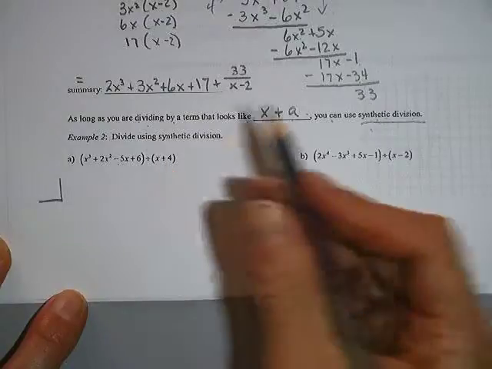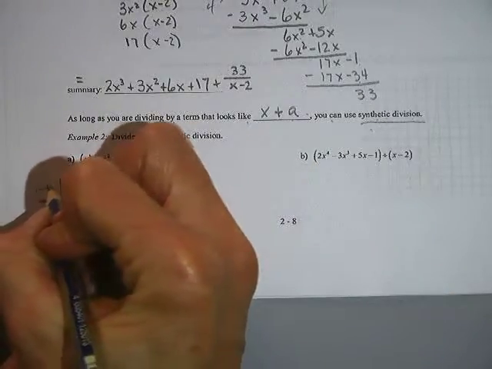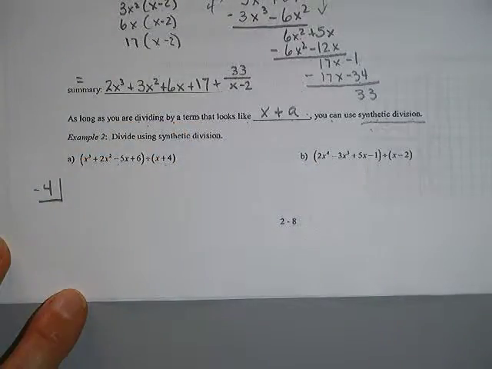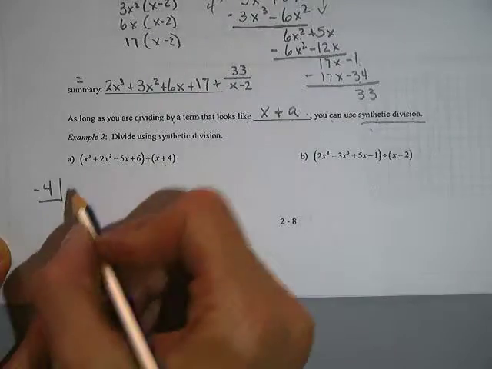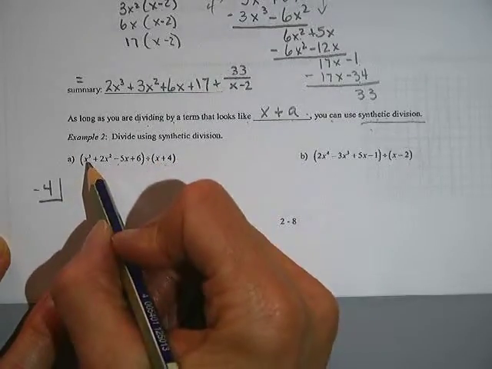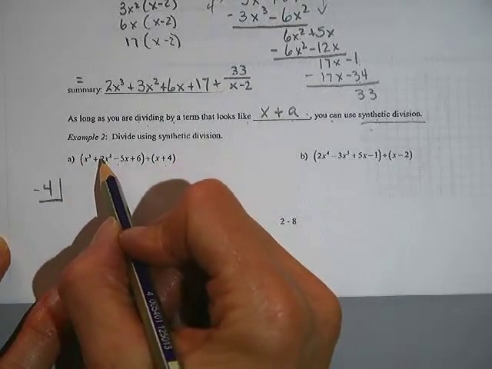All right. Let's do synthetic division on this one. Okay, first thing, make a backwards L. In the backwards L, you put the 0 of this. What is the 0? What number makes the 0?